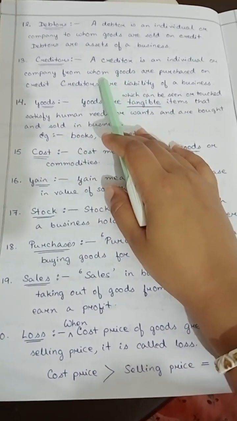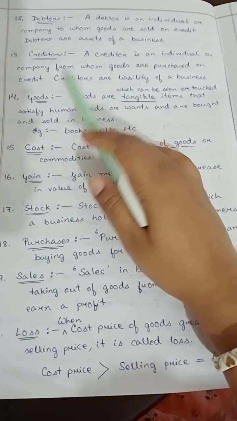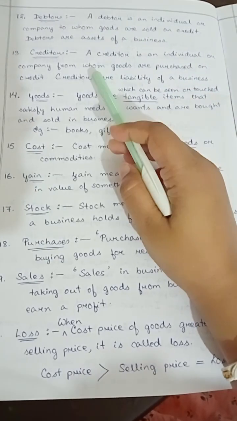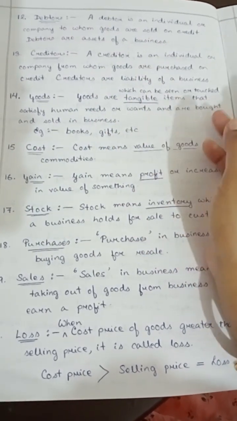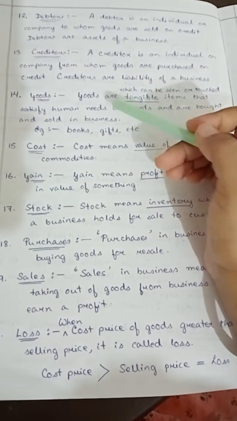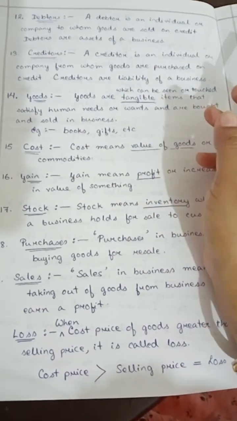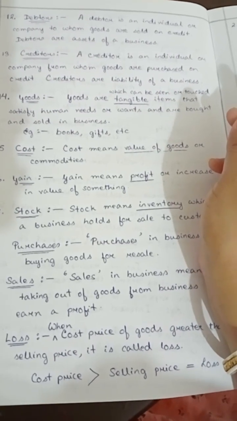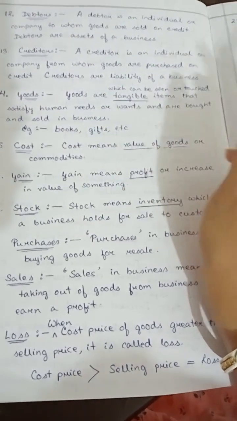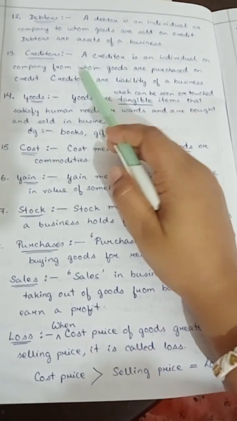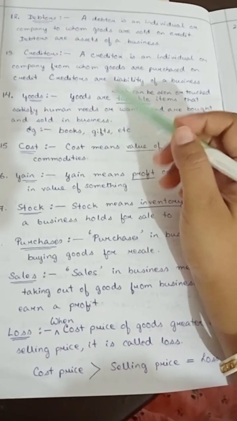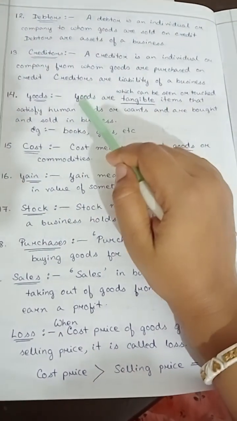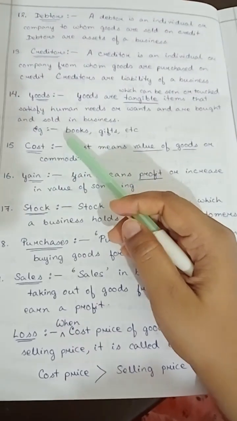And creditor means, suppose the business has to pay money to an individual or company for goods purchased on credit, or for any other activity the business has to pay money to some other party, individual or company. So that party becomes a creditor for the business. Got it? So that is said in debtor and creditor. Debtors are assets, creditors are liability of a business.